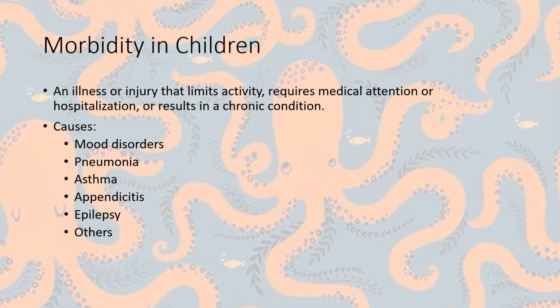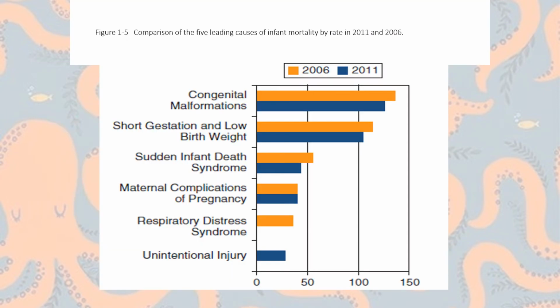Morbidity is not talking about death, but more disease states. So diseases or illnesses in the pediatric population are majorly caused by mood disorders. So suicide attempts is a lot of what we talk about here. Pneumonia, asthma, appendicitis, epilepsy, those are all leading causes of morbidity.